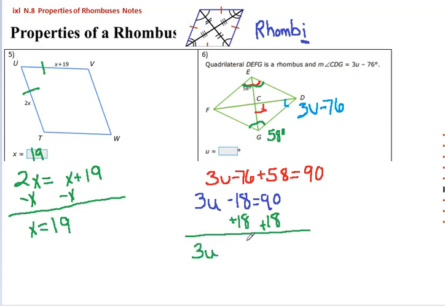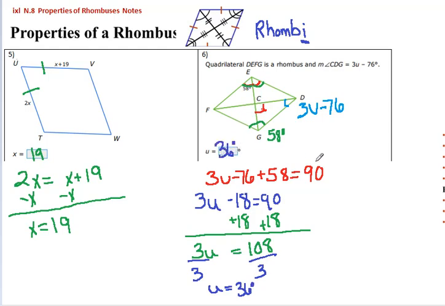Then moving along, that leaves us 3u equals 108. In the future, I'm not going to be writing this out. I'm just going to add the 18 to 90 and skip writing this line, going straight to there. You're just going to have to get used to it. Then I'm also not going to write this, divide by 3. So that would give us u equals 36 degrees.